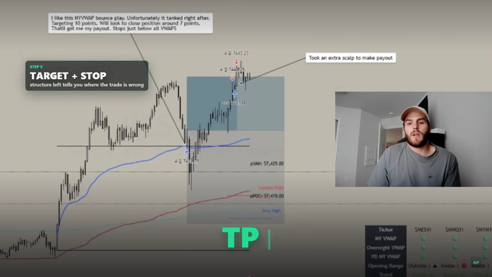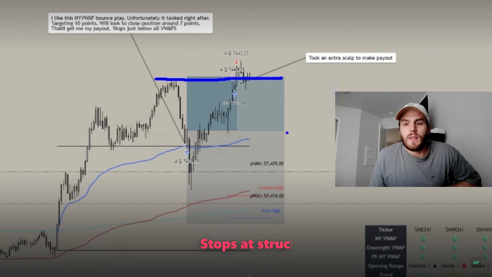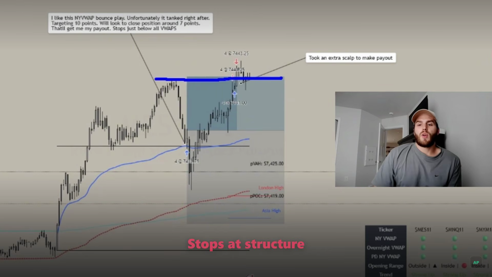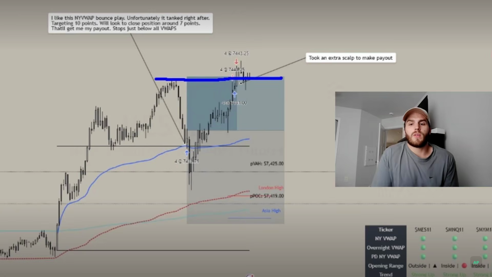Once I am in the trade, I need a target and a stop. For my take profit, look to the left and find the most recent high structure. Right here. That is my TP. Clean and simple. For my stop, I look to the left again and find the structure low. This is the level that would completely invalidate my trade idea. If price breaks below that, I'm out. No reason to exit before that point. Let the trade breathe and just trust the structure.